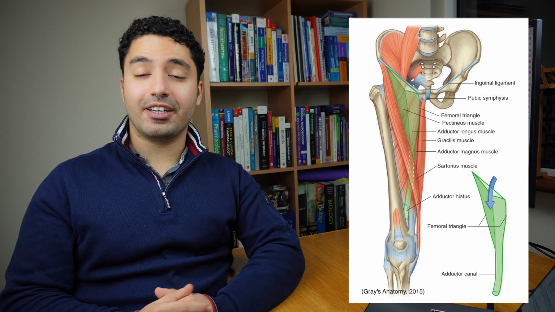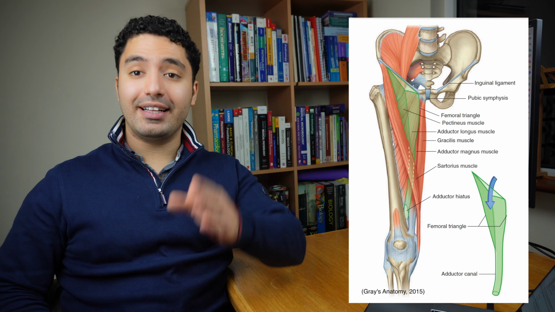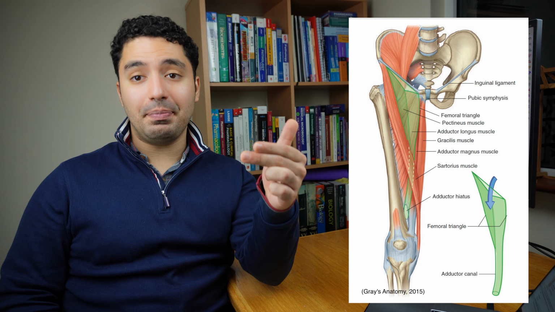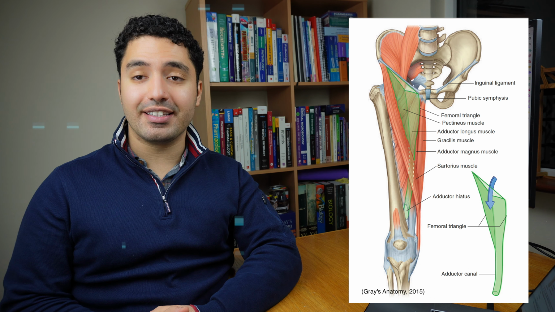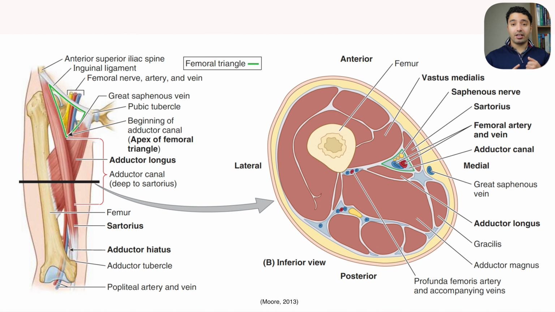The last thing that we'll be talking about is the adductor canal. The adductor canal starts from the apex of the femoral triangle and descends medially along the thigh and posteriorly through the adductor hiatus. The adductor canal is bound posteriorly by the adductor longus and adductor magnus, anterolaterally by the vastus medialis, and medially by the sartorius. The neurovascular structures that travel through the adductor canal are the femoral artery and femoral vein, which become the popliteal vessels as they exit the adductor hiatus.